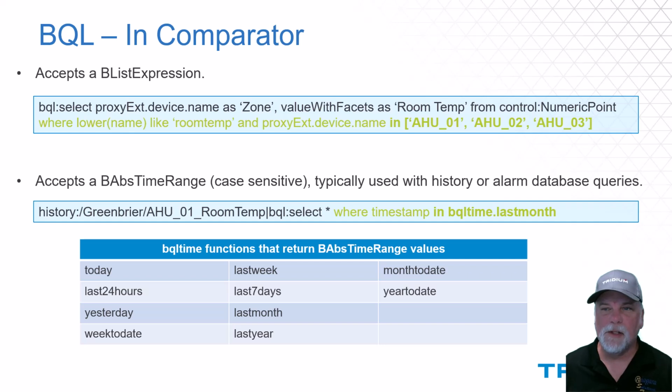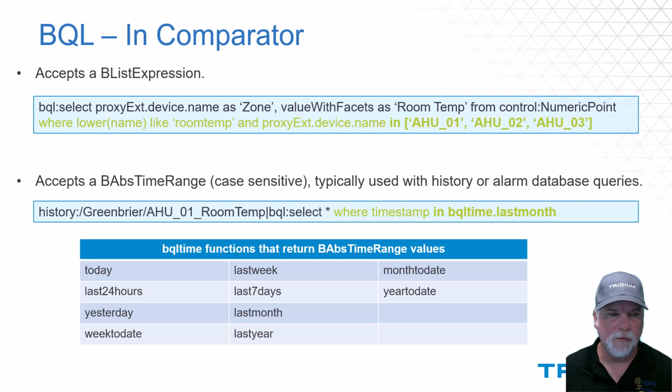All right. Now, there's also an in keyword, and the in keyword kind of works in a couple of ways. If we're working with station type queries against the config space, then you're going to utilize a blist expression, which essentially is just an array of values that you want to compare against to see whether the item you're checking is in that array of items or not. So you can see in this case that we're looking for the numeric points that are named room temp. And then we're just using proxy ext.device.